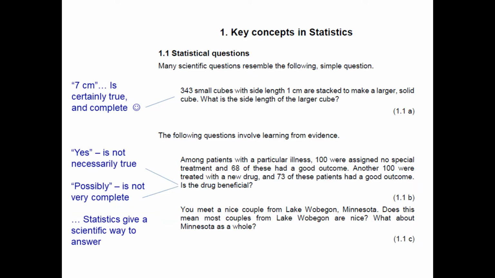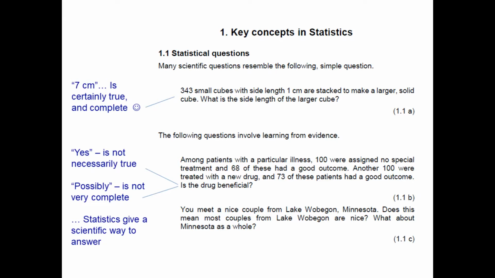Okay, key concepts in statistics. So we'll start with chapter 1 of the handout. We said we are answering questions in science which might look like any of these questions, 1.1a through 1.1c. And the cube question 1.1a has a straightforward answer, 7 centimeters, which is certainly true and complete. That gets a smiley face because people like that kind of answer. This looks like we have finished our scientific question.